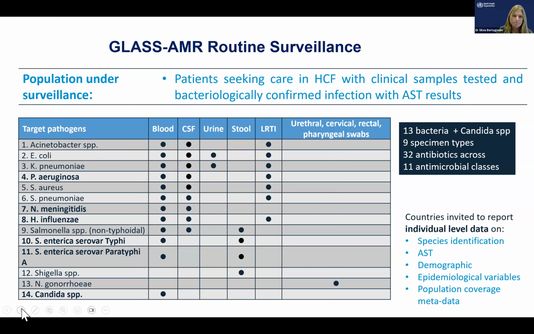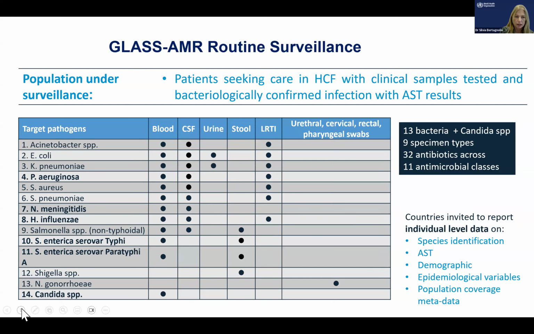The GLASS system that WHO has put in place looks specifically at resistance rates across 14 different pathogens that you can see listed here. It is a list of bacterial pathogens that commonly cause infections in the blood, in the central nervous system, in the urine, in the gastrointestinal tract, in the respiratory tract, and also what we call STI, sexually transmitted infections, or gonorrhea.